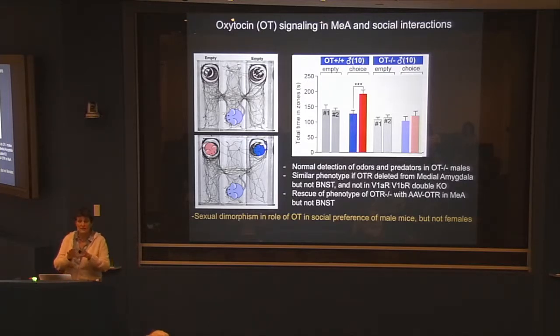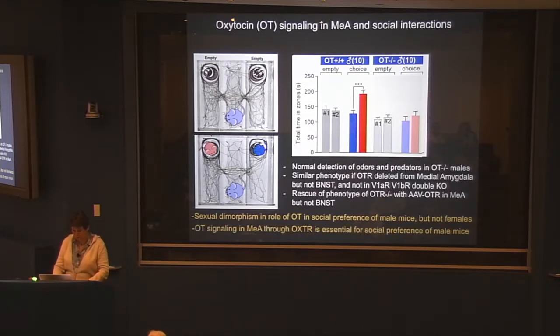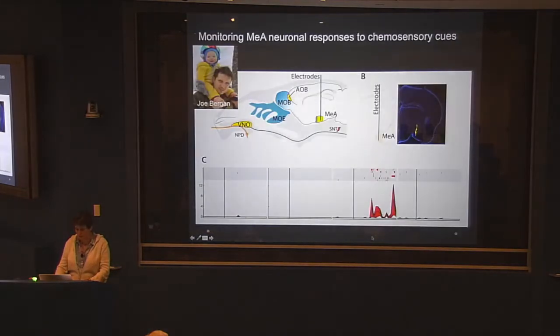Therefore, oxytocin acts not as a developmental molecule, but rather as a molecule that constitutively modulates the social interaction of male mice towards females. So again, oxytocin signaling in the medial amygdala through the oxytocin receptor is essential for the social preference of male mice.